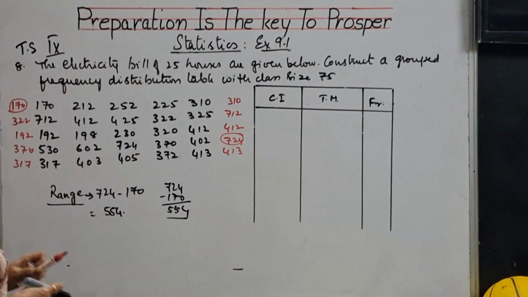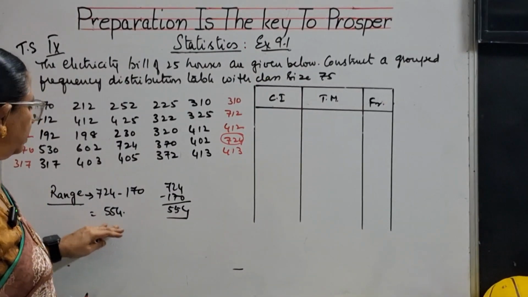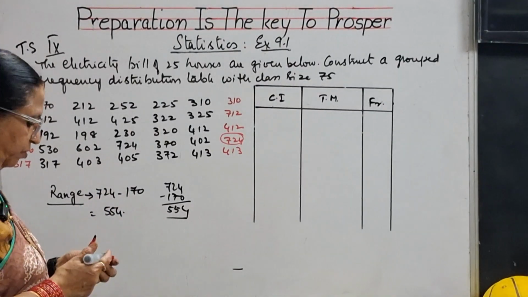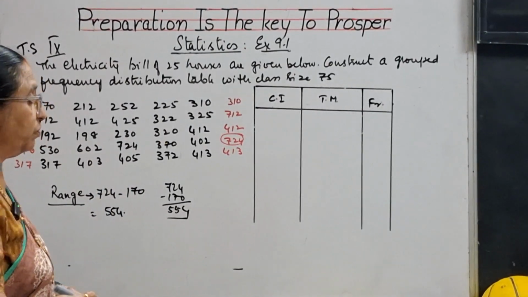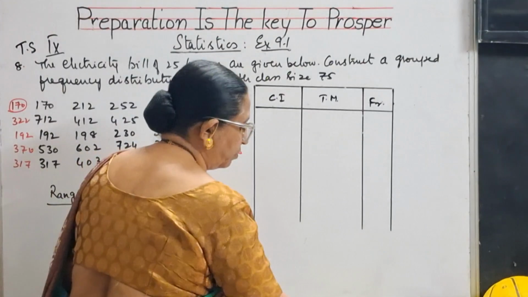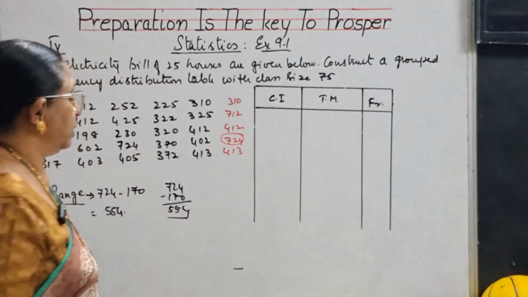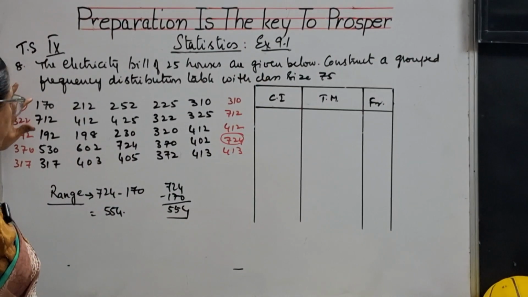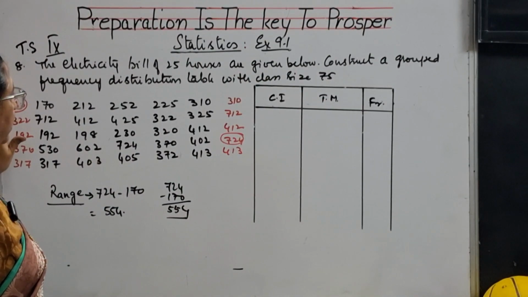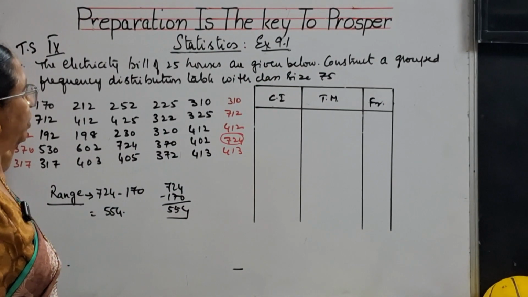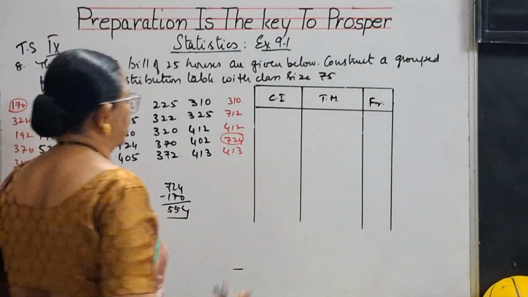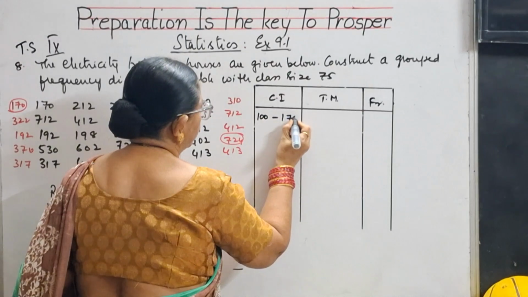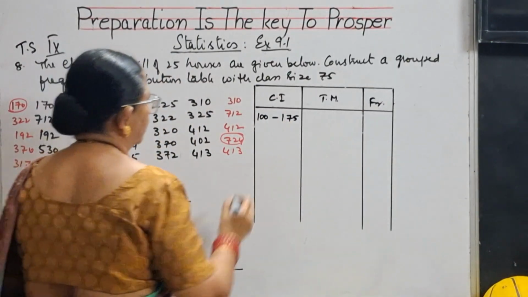So 724 minus 170, you have 4 here, 5 here, 554 is the range. Actually, they didn't ask us the range, children, but when we come to know what is the lowest value and what is the greatest value, we will come to know with which number we can start our class interval. Now the class size is 75, they said. 75 means how will we start? 170 is the smallest one. 170 should be included in the first class. So let us write it as 100 to 175 is the first class interval.